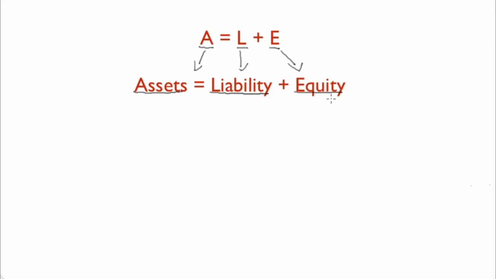Let me show you a real-life example here. Let's assume that you're going to open an ice cream shop. In order for you to do that, the first thing that you want to do is to buy the ice cream machine. Now, the ice cream machine is going to cost you $10,000.